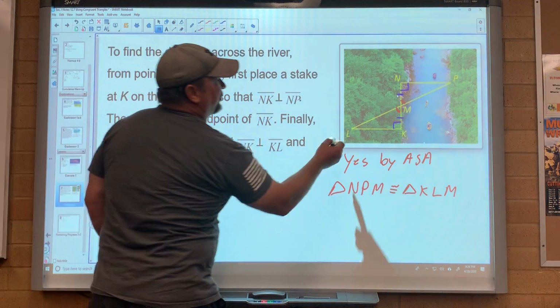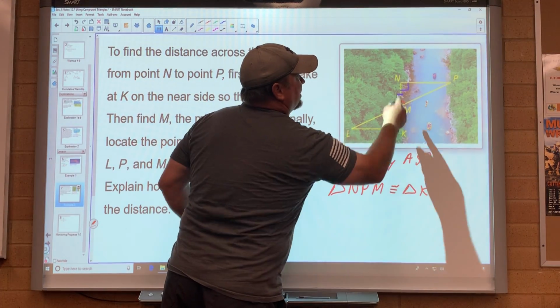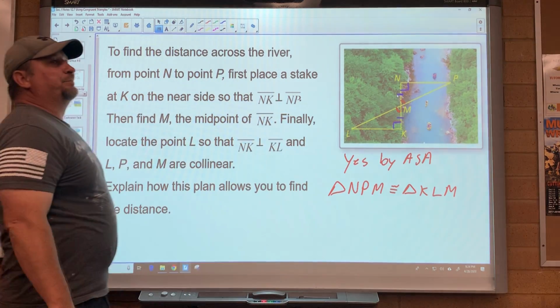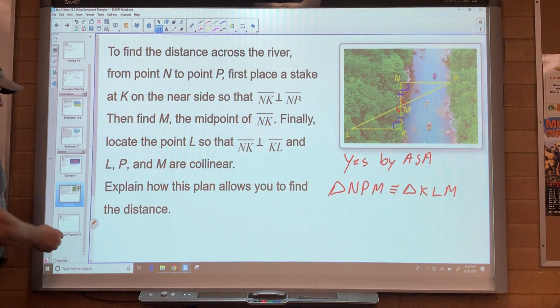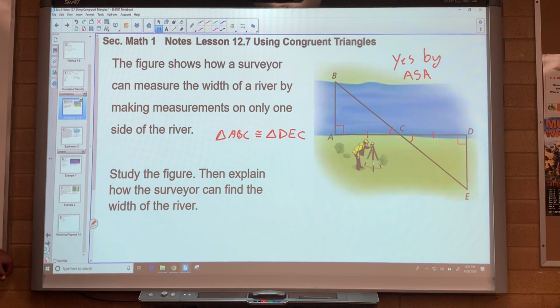So you would measure this distance from here to here, and whatever you got on that distance would be your distance across the river, give or take. That's how surveyors do this. So surveyors make this happen just like on this picture right here. This is like a real life situation.